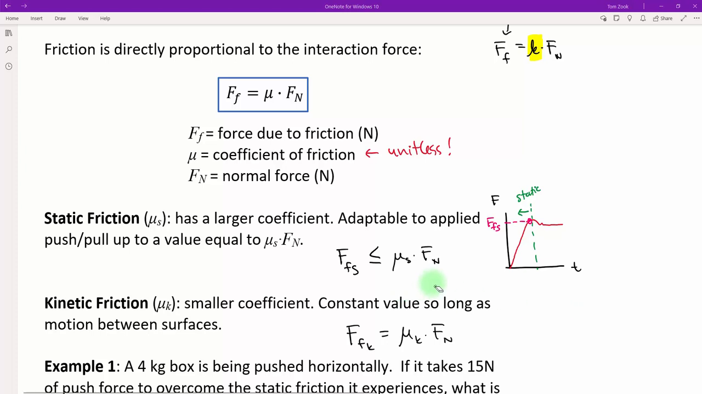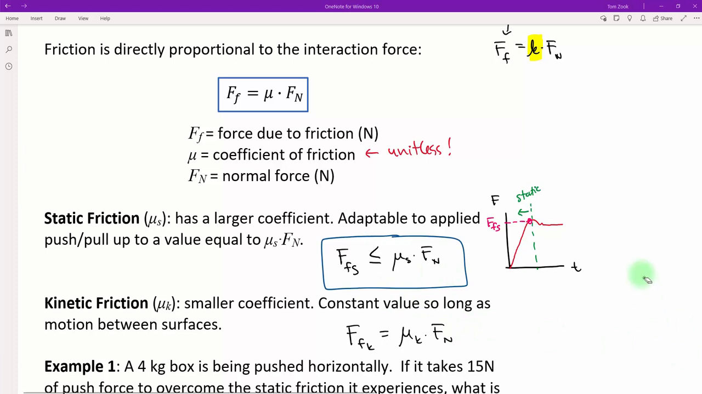Now on the AP exam sheet, they give you this version for static friction, and they just leave off the s's. They just say that friction is less than or equal to this relationship, and they expect you to kind of remember which is which.